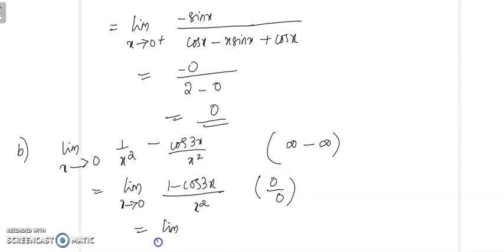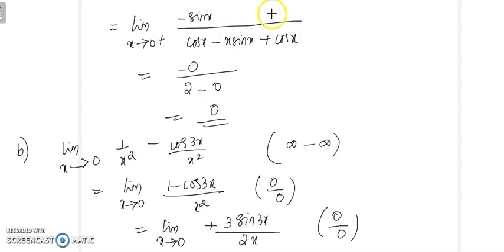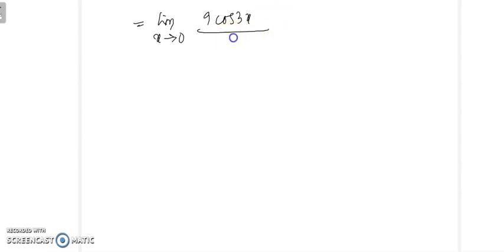So applying the L'Hospital rule, you will get limit x tends to 0 of minus 3 sin 3x by 2x. Again it is in 0 by 0 form. Take the derivative once again. So that will be limit x tends to 0 of 9 cos 3x by 2. So that will be equal to 9 by 2. So the limit will be equal to 9 by 2.